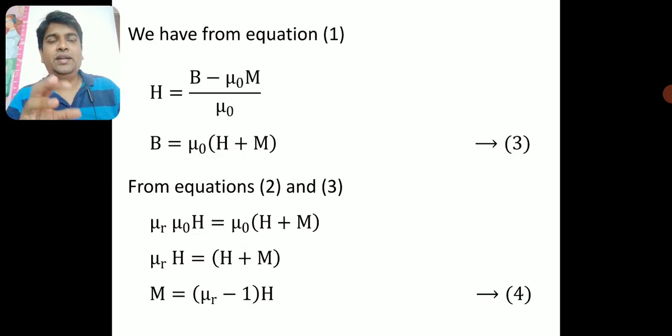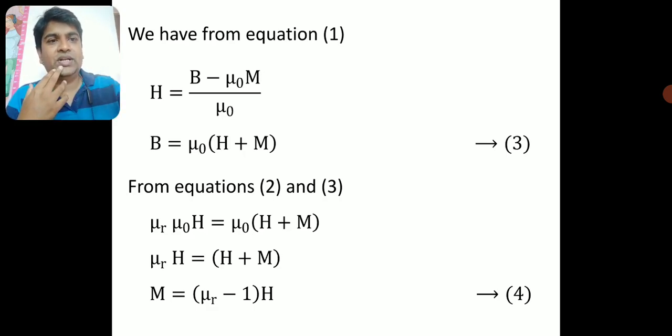Now I can take equation 1 and write it as H is equal to (B minus mu naught M) by mu naught, and if I do the cross multiplication, I can write this as B is equal to mu naught H plus M, equation 3. If I compare equation 2 and equation 3, then mu R mu naught H is equal to B, which is equal to mu naught H plus M. So mu naught gets cancelled, mu R H is equal to H plus M. So M is equal to (mu R minus 1) into H.